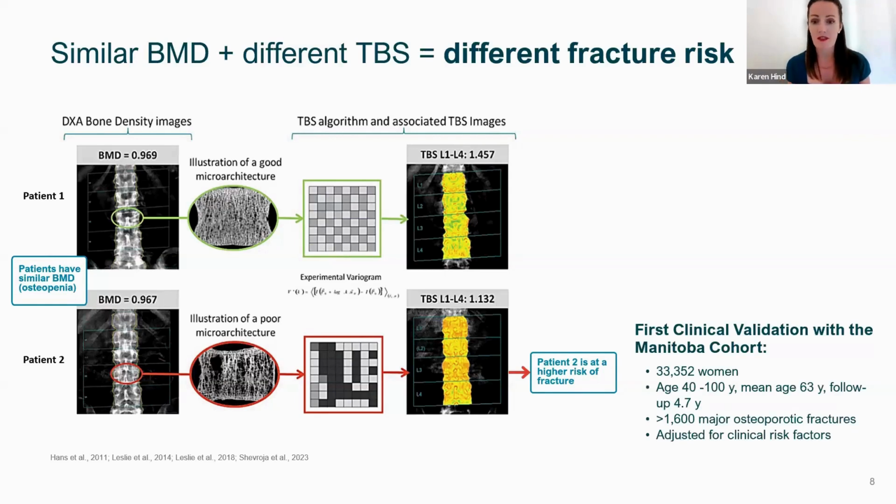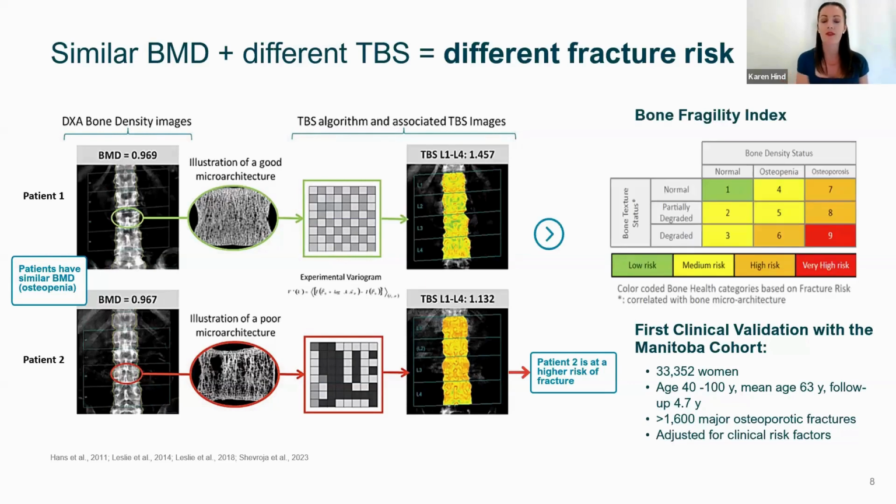A lot of this clinical validation work started with the Manitoba cohort many years ago, which provided clinical validation of the fracture risk associated with the different levels of TBS. And with that, the bone fragility index. You can see in the bone fragility index, we have the bone mineral density of the patient, and we also have the TBS of the patient taken into consideration.